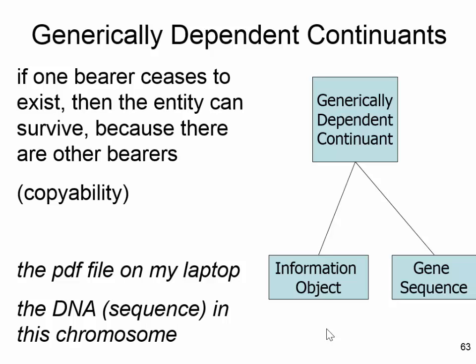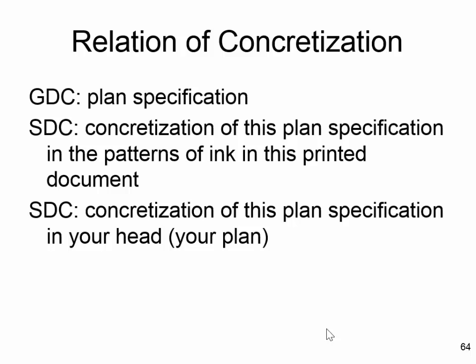We have two kinds of generically dependent or copyable dependent continuants. On the one hand, we have information entities, and on the other hand, we have things like nucleic acid sequences. Now, there may be others. It's possible that we think of organizations as being generically dependent in the same way, organizational patterns. But we'll deal with just these two, because these are the two which are most uncontroversial. We have GDCs, which are generically dependent continuants, and SDCs, which are specifically dependent continuants.